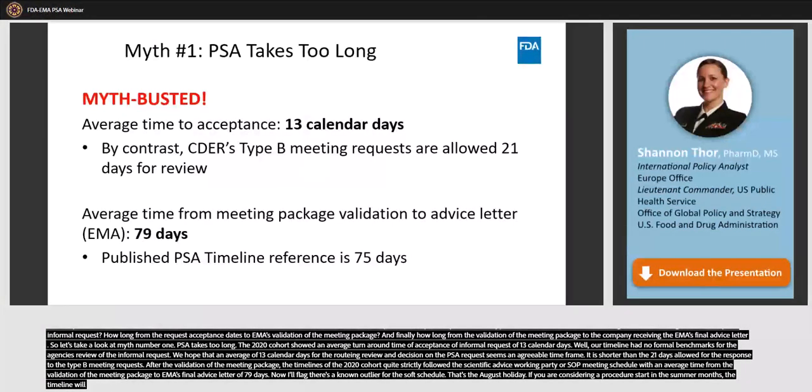But that is a known and can be planned for by a company. And for an FDA comparison of this metric, for CDER Type B meetings, the expectation from meeting granted letter to advice can be up to 90 days. So in terms of myth number 1 of PSA taking too long, we feel like PSA takes around the same amount of time as expected of a Type B meeting standard. So we feel like this myth is busted.